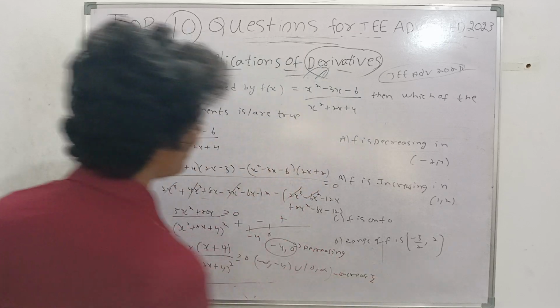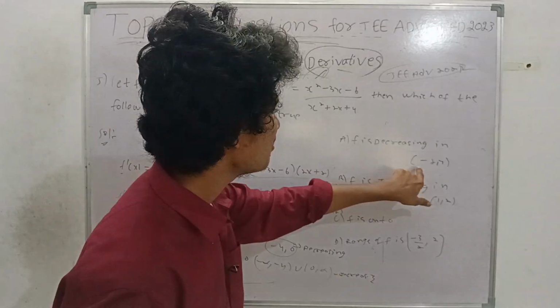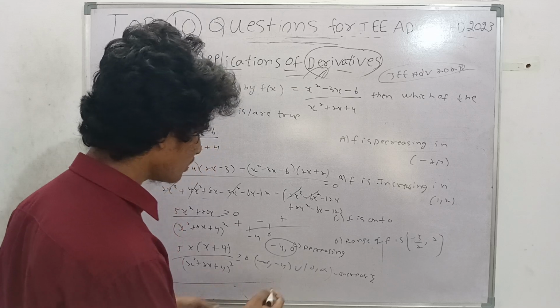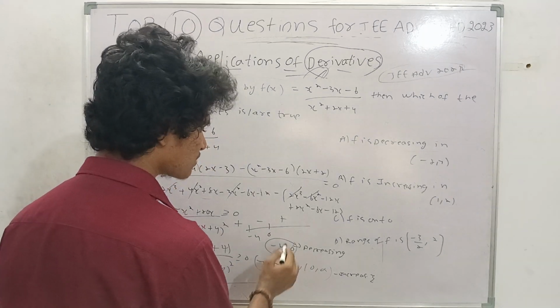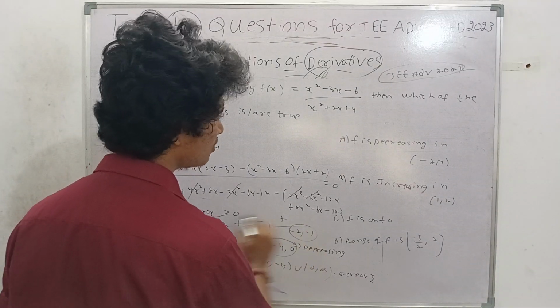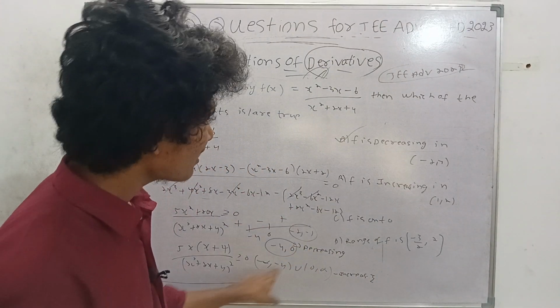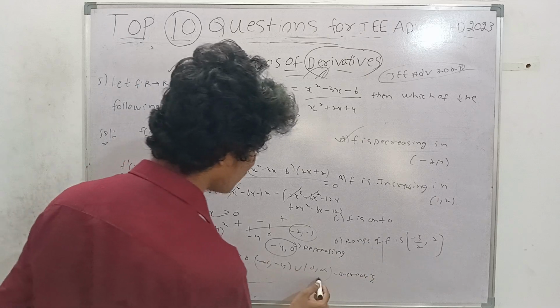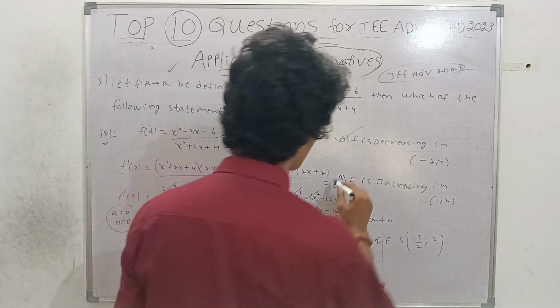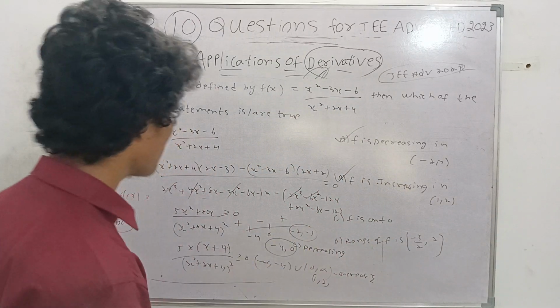Now if we see carefully, they said f is decreasing in minus 2 comma minus 1. So decreasing in minus 4 to 0, and minus 2 comma minus 1 lies in minus 4 to 0. So this option is correct. And increasing, they gave 1 comma 2. Here 0 comma infinity contains 1 comma 2. So B also is correct. Then F is onto is given.